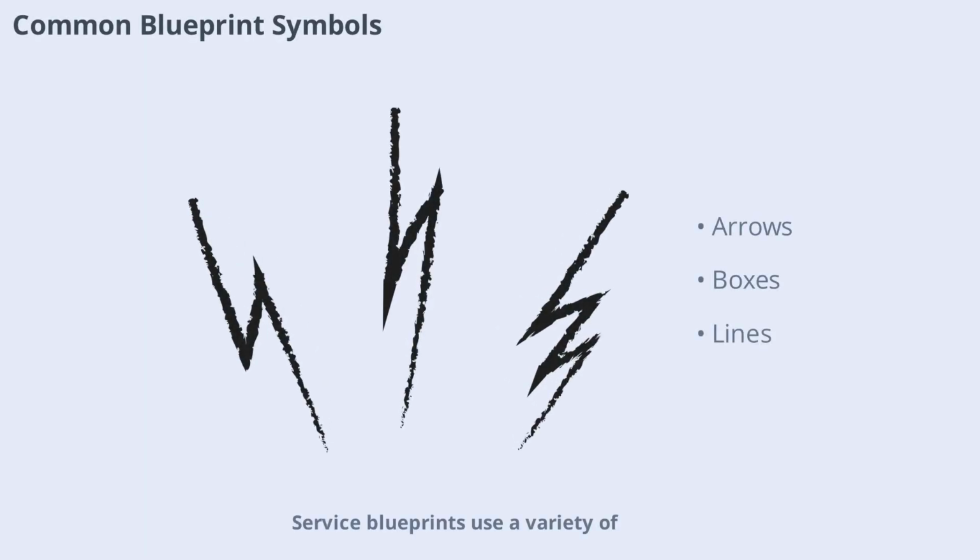Service blueprints use a variety of symbols to represent different actions and interactions. Arrows show the flow of activity, boxes represent steps, and lines separate different components. Standardizing your symbols makes the blueprint easier to read and understand, especially for new team members.